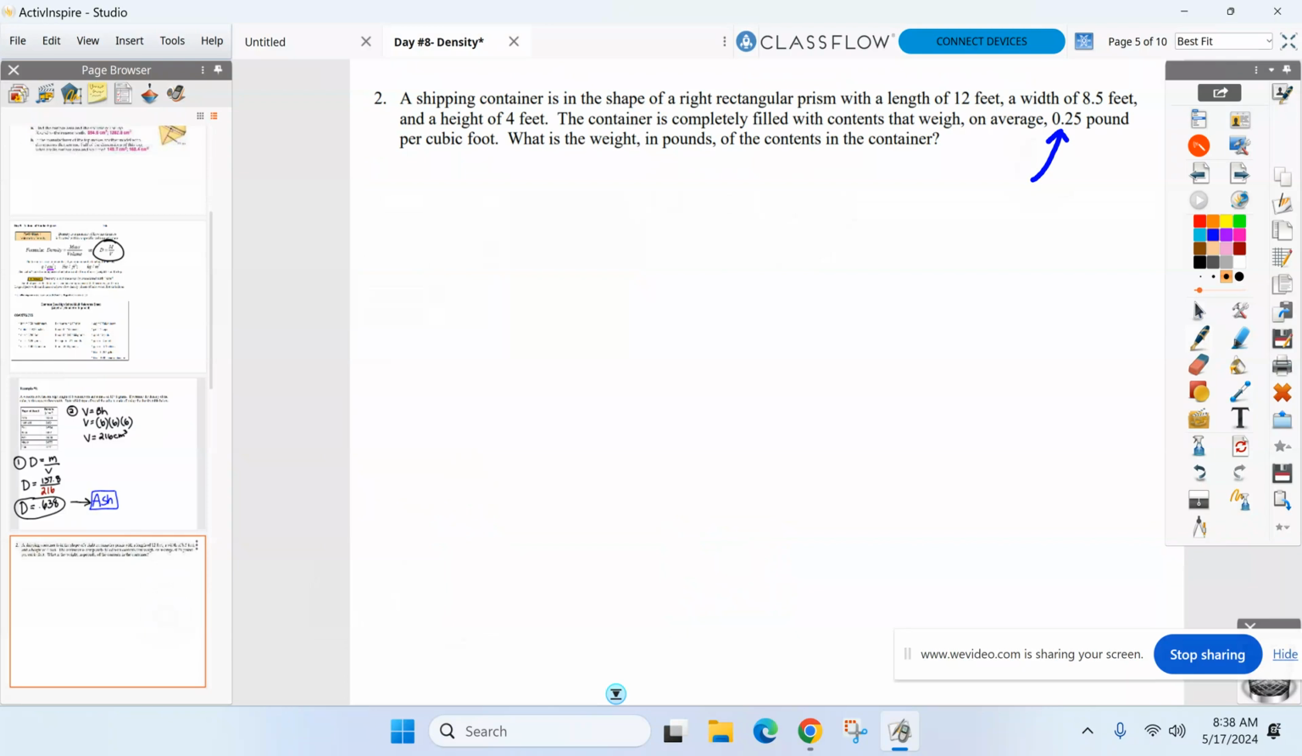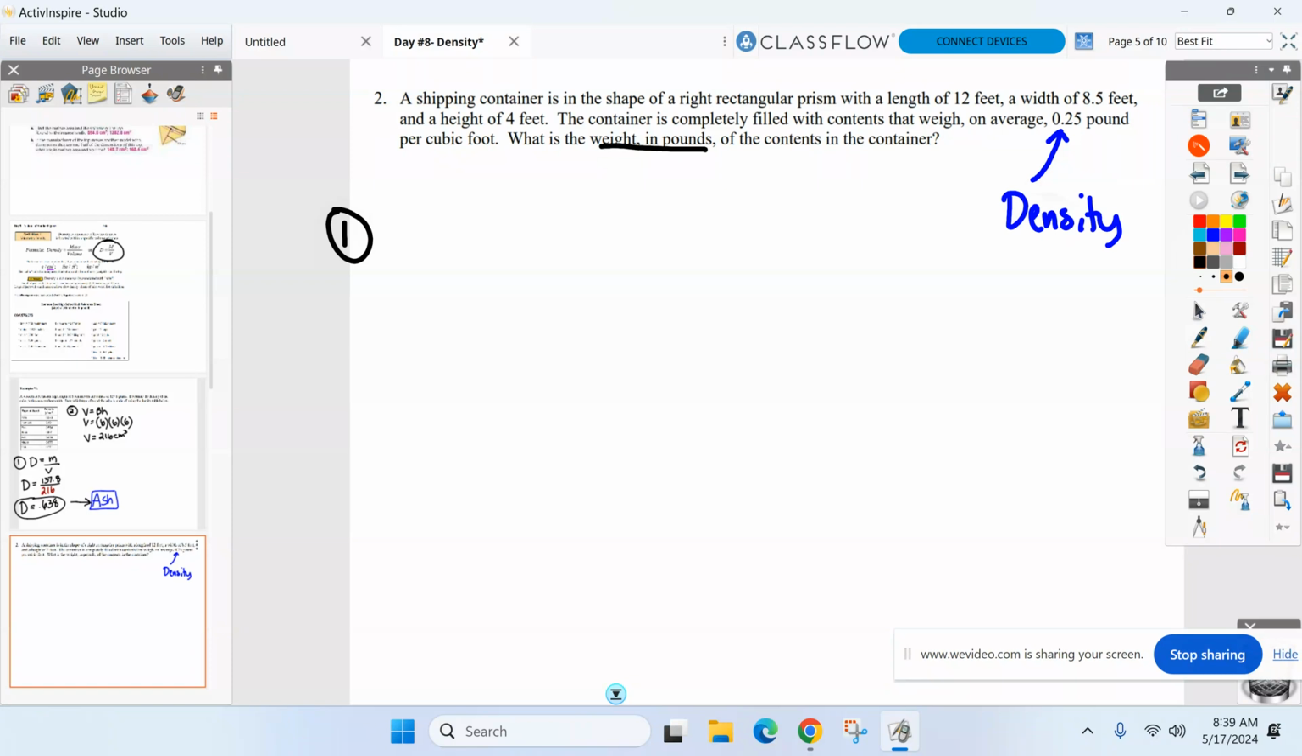Pounds per cubic foot. What's the 0.25 in this problem then? I didn't come out and say it, but look, pounds per cubic foot. 0.25 is the what? That's the density. Because look, it's mass, pounds, per volume, cubic foot. Is everyone all right there? That I am giving you the density, 0.25. And we're looking for what's the weight in pounds.